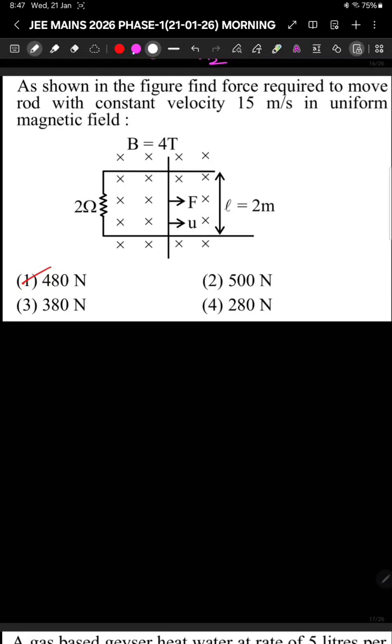This question belongs to electromagnetic induction. Here a rod was moving with some velocity v. When a rod moves in a magnetic field, the induced EMF formula we know is BLV. So we know B, the length of the rod L is given, and V is the velocity. V is given as 15, the length of the rod is 2 meters, and the magnetic field is 4 Tesla, so you can find the E value.